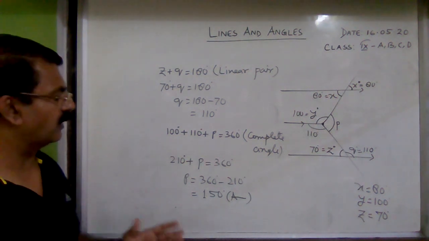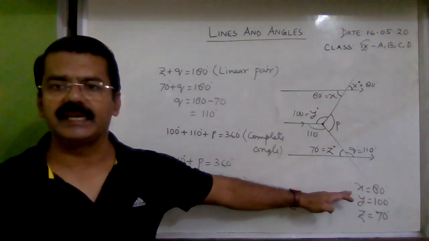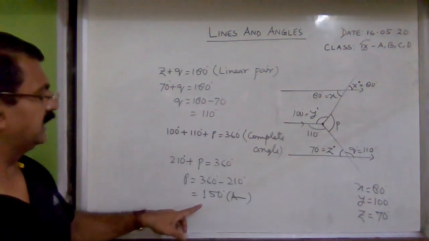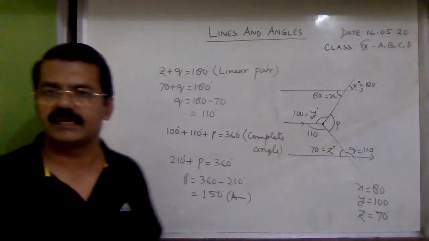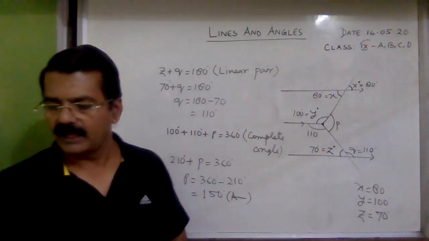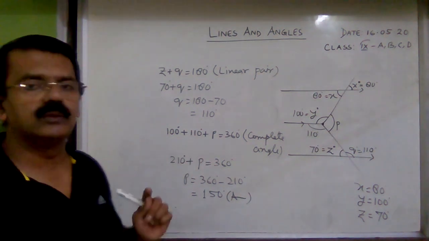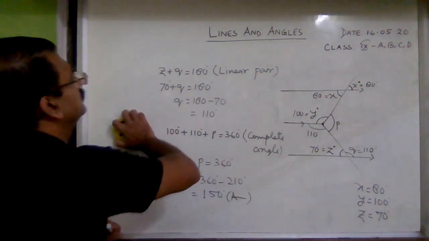So you can see we have found all the angles. X is 80, Y is 100, Z is 70, P is 150 and Q is 110. Clear? Now after this example, I'll tell you one theorem.